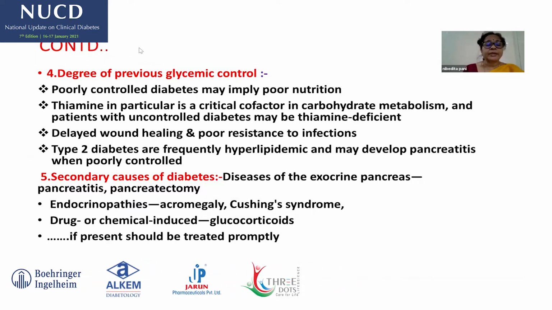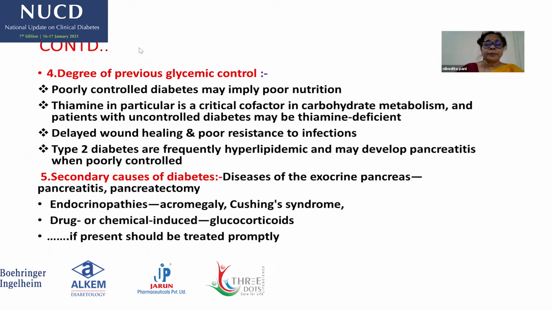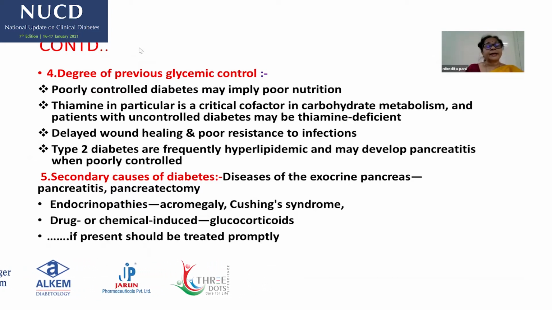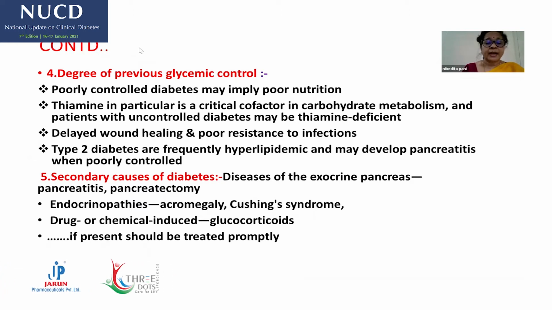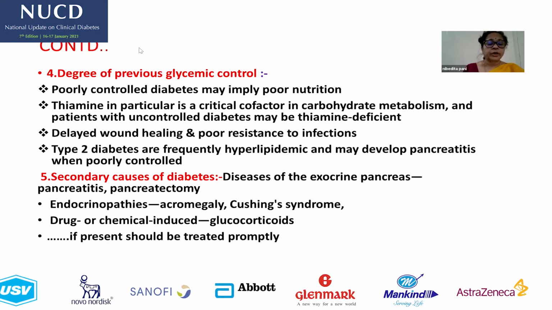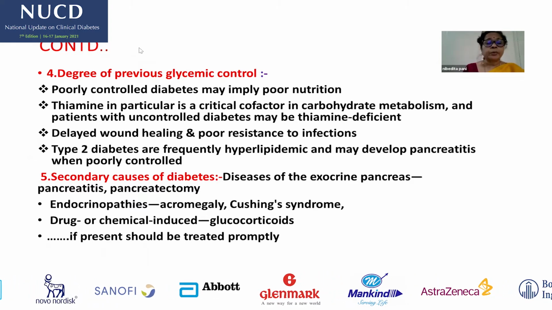Patients with type 2 diabetes frequently have hyperlipidemia and may develop pancreatitis when poorly controlled. Number 5, secondary causes of diabetes: diseases of the exocrine pancreas like pancreatitis, pancreatectomy, endocrinopathies like acromegaly, Cushing syndrome, drug or chemical induced like glucocorticoid, if present, should be treated promptly.